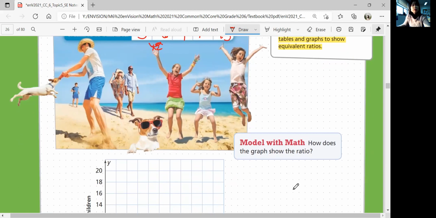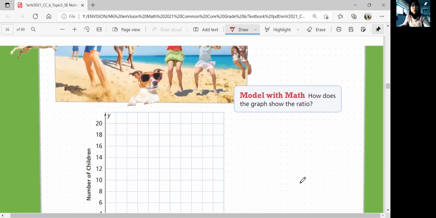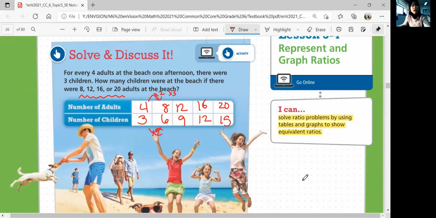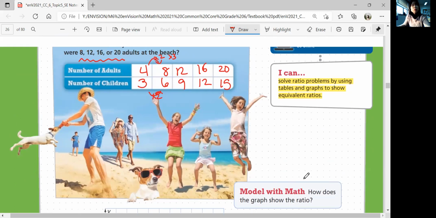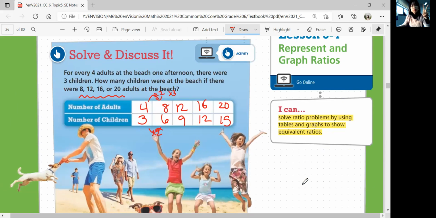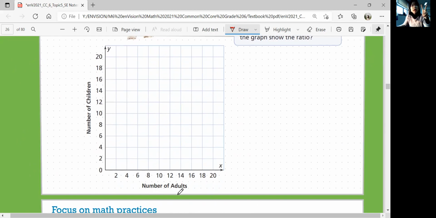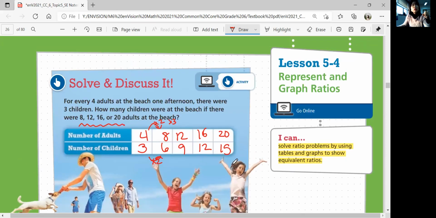Okay. How does the graph show the ratio? Can we graph them? Do you remember how to graph? If you have two variables that have a relationship and they're proportional, you can graph them too. So look at the x-axis. X-axis represents the number of adults. Y-axis represents the number of children. So look how many adults you have for every children.